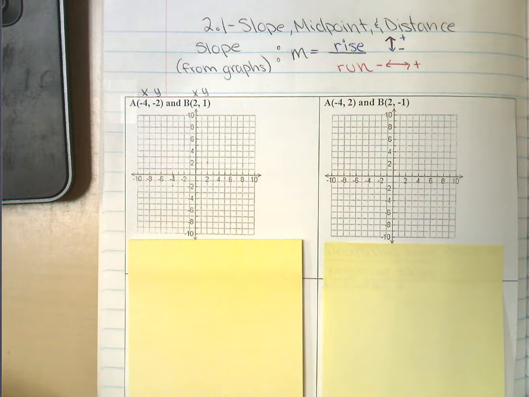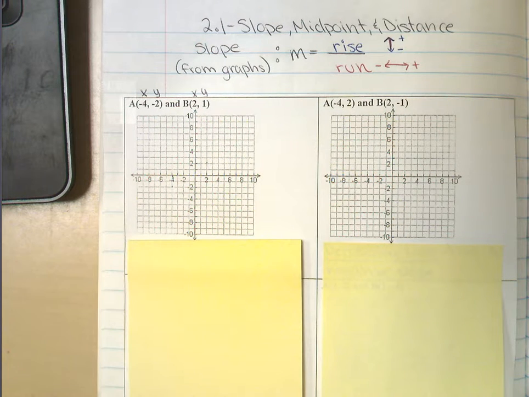Alright, for this video I'm showing you how to find slope from graphs. So I gave you points to plot. The formula for slope from a graph is rise over run. So I'm going to plot the first set of points on the first graph.